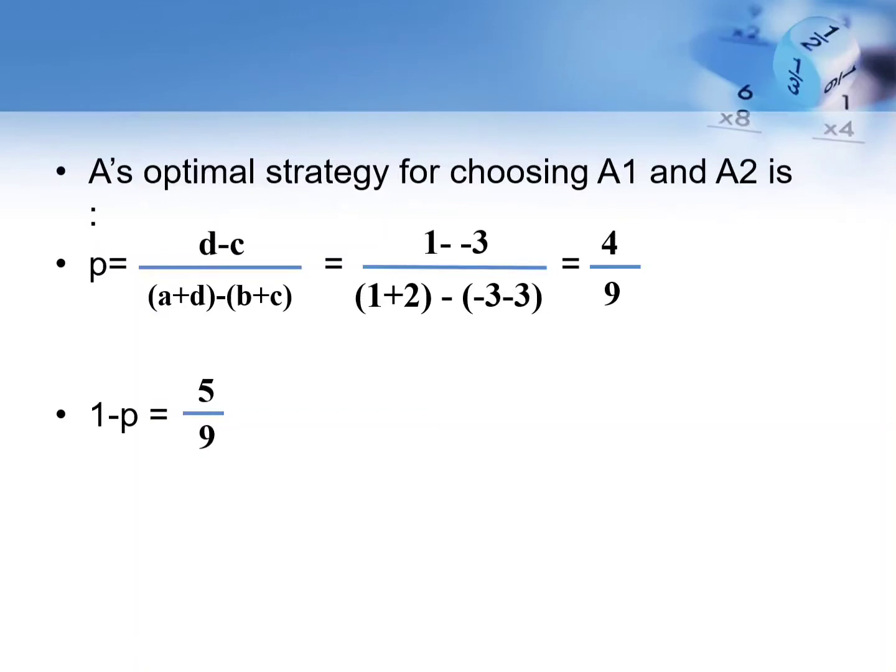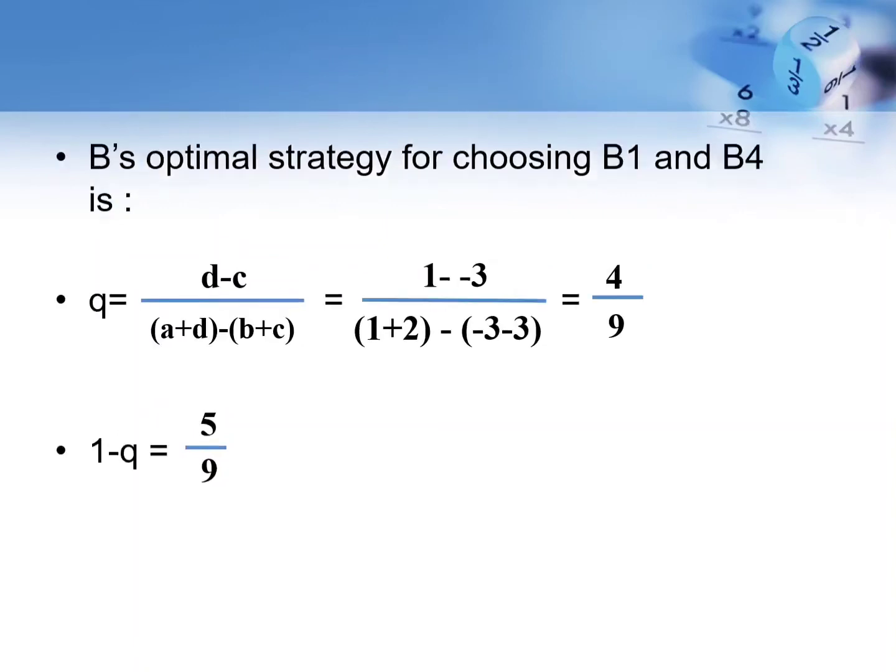Now we are going to get the optimal strategies for A, choosing A1 and A2, by applying the formula p is equal to (d minus c) by (a plus d minus b minus c), where we substitute the values: (1 minus minus 3) by (1 plus 2 minus minus 3 minus minus 3), which is equal to 4 by 9. After getting the p value, we substitute it in 1 minus p, where we get 5 by 9.